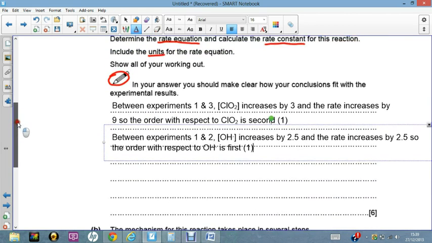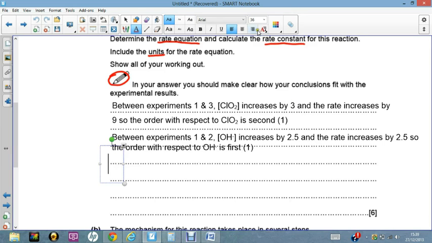So now that I've done the orders of reaction, I'm then going to go into the next bit, which was asking me to calculate the rate constant and write a rate equation. So I'm going to start off by writing my rate equation, which goes like this.